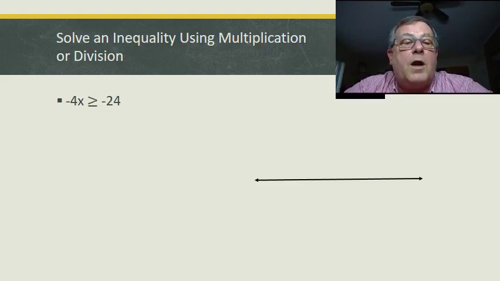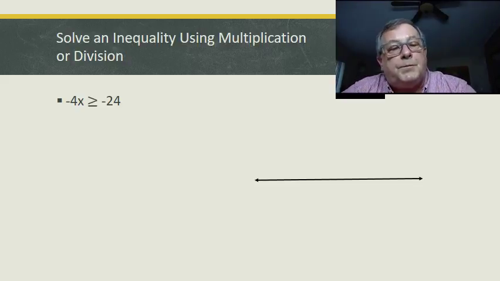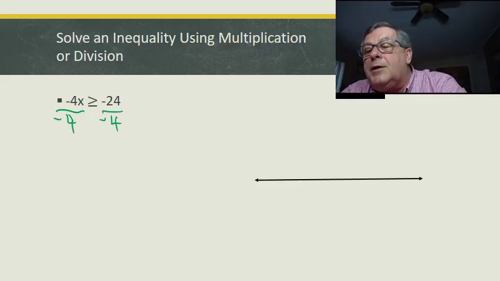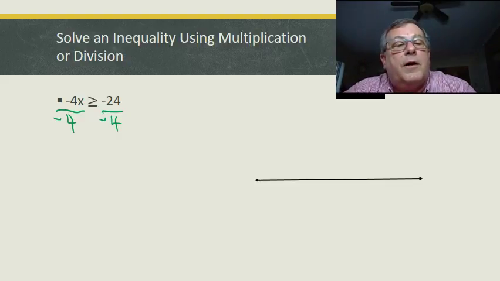So I've got negative 4x is greater than or equal to negative 24. To solve this is going to actually be pretty simple. I'm going to isolate the x by dividing both sides of the inequality by negative 4. When I do so, over here on my left side, my negative 4 is going to cancel. It's going to leave me with x.